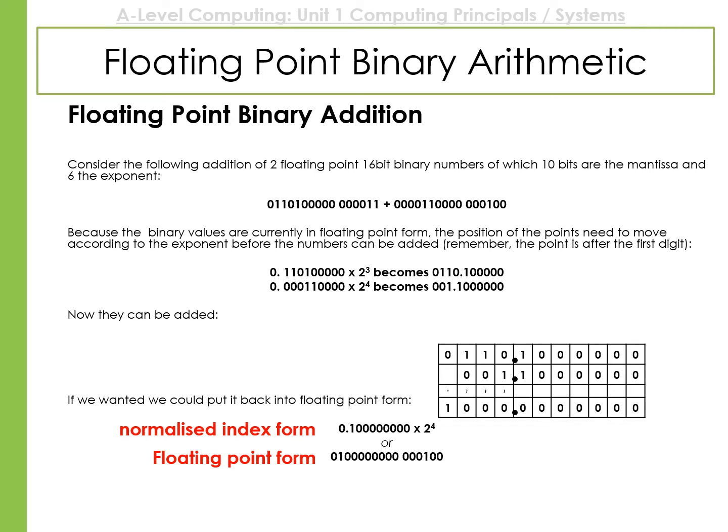So remember, the point is after the first digit because the first digit tells us whether it's positive or negative. That's our sign. So first of all, we look at 0.1101 times 2 to the 3. We can put that into our standard form, so 0110.1, and then 0.00011 times 2 to the 4 becomes 0001.1. So then we can basically add them, just like we've been adding binary numbers before.